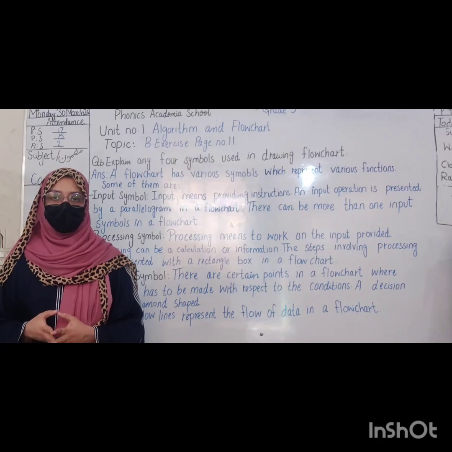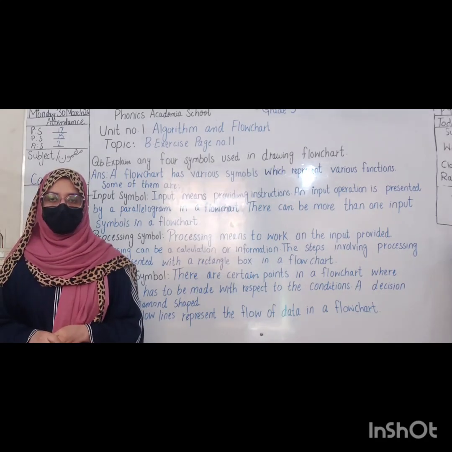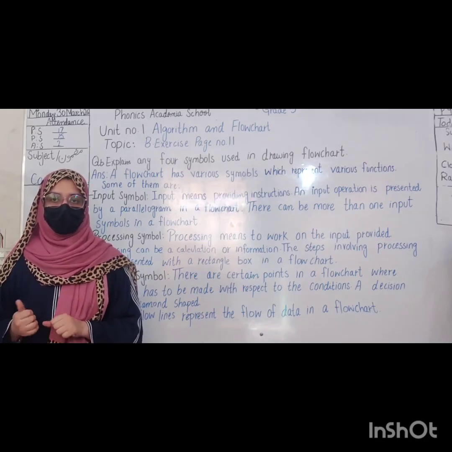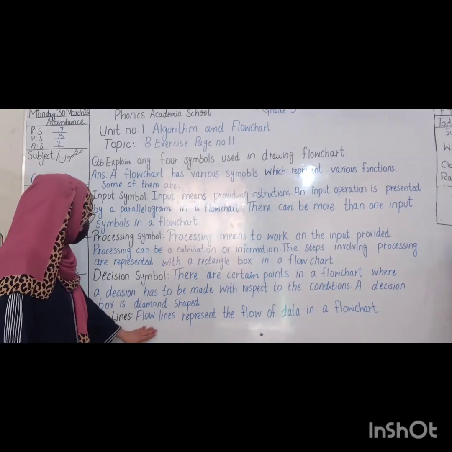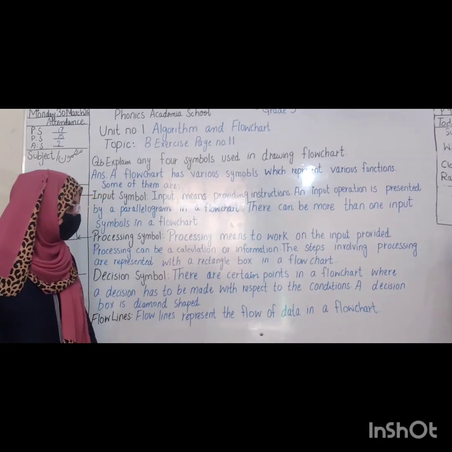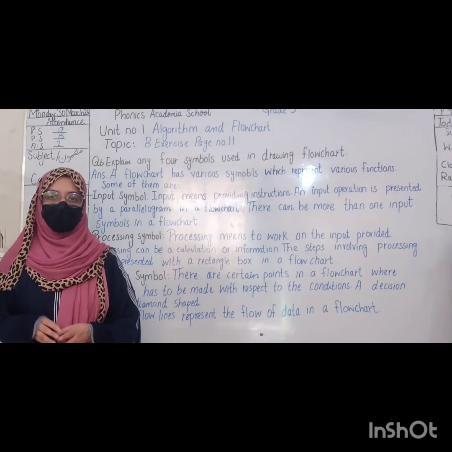For example, if you have 2 numbers and you want to find out which number is greater, then you will use a decision symbol. You will write a condition like: if A is greater than B, then print A. If it is not greater, then print B. The last one is flow lines. Flow lines represent the flow of data in a flowchart. So flow lines tell us the direction of the data, where data is moving. Flow lines can be in left, right, or upward direction.